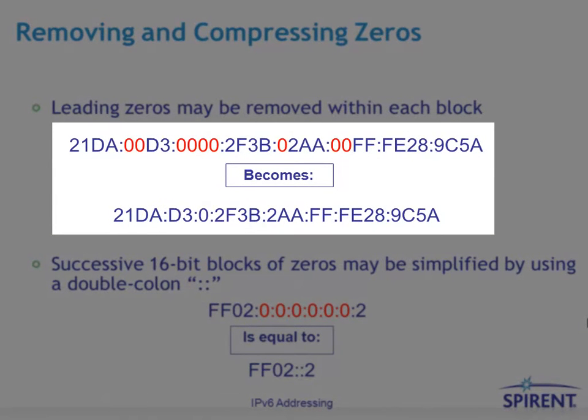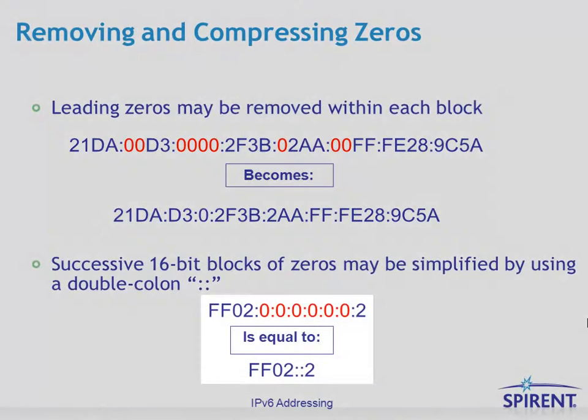As you can see, the top address that starts with 21DA has been reduced in size. Instead of 00D3, it's just D3. Instead of 4 zeros, we can represent that with just 1 zero. The 0 before the 2AA has been omitted as well. The 2 zeros before FF have been omitted as well.